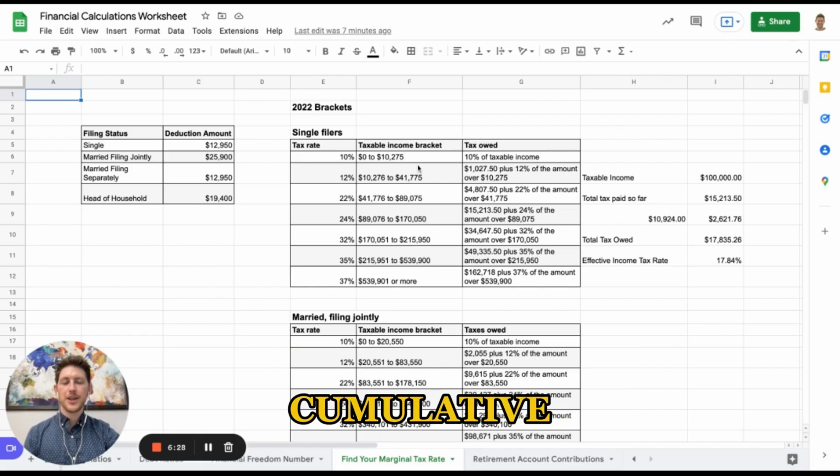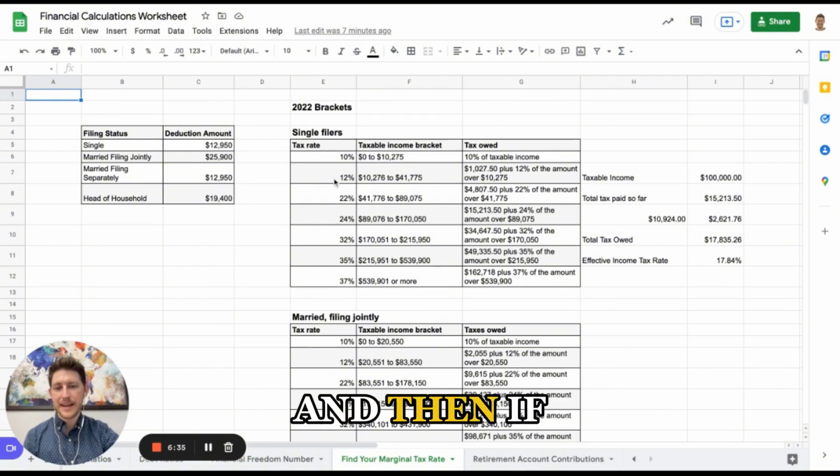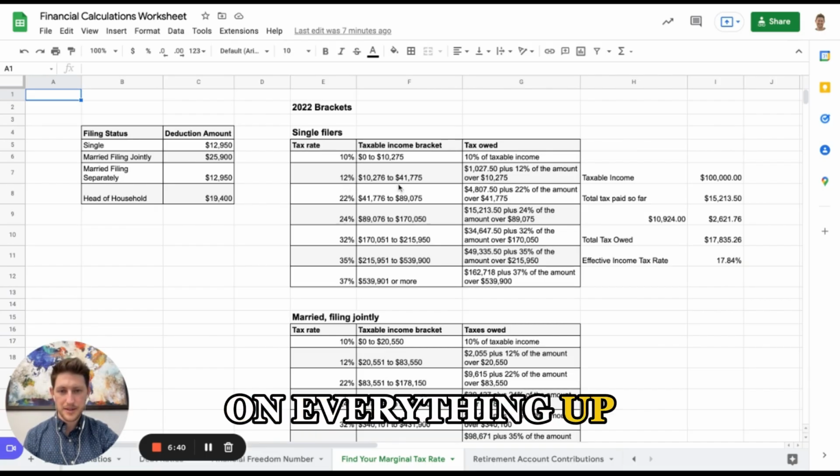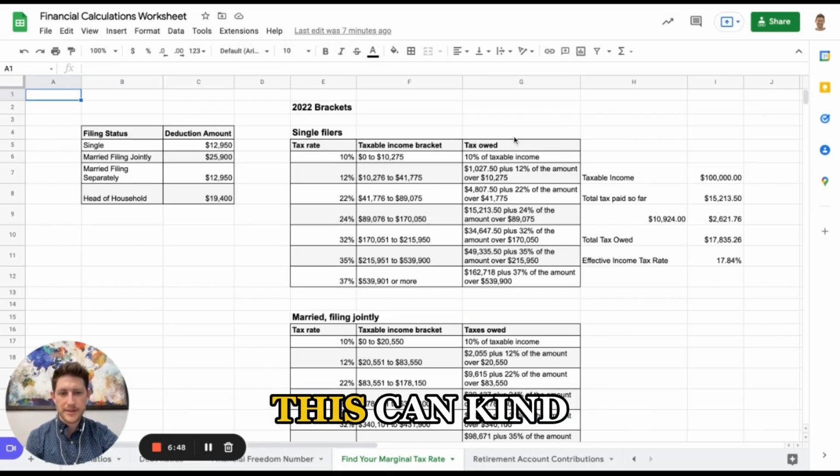So it's not cumulative. It's not a 10% tax on this money up to $10,275. And then if you get up to this, it's not a 12% flat tax on everything from 0 to here. It's only the numbers within this bracket. So the tax owed is over here. This can kind of help you.